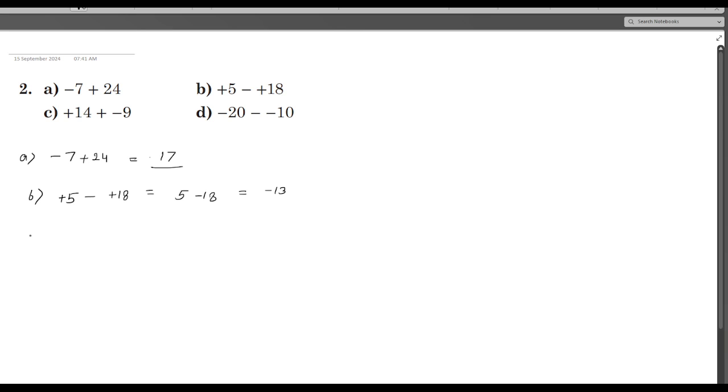Now see, we are adding 14 with minus 9. We are adding minus 9 to 14. So this is 14 minus 9. Plus into minus is minus. So it's 14 minus 9. 14 minus 9 is 5. And last one is minus 20, and we are subtracting minus 10 from it. So it is minus 20 plus 10. Minus 20 plus 10 is minus 10.